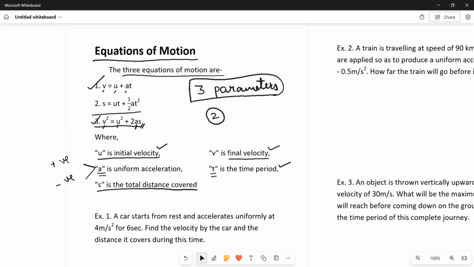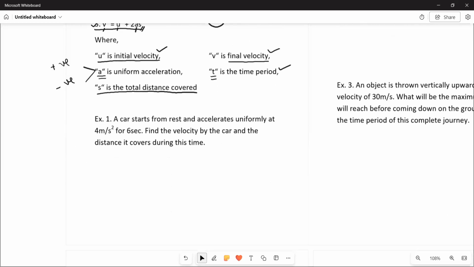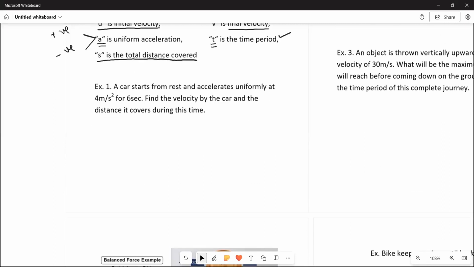There are some examples which we'll discuss now. Okay, so the first example is example 1. A car starts from rest and accelerates uniformly at 4 meters per second square for 6 seconds. Find the velocity of the car and the distance it covers during this time.